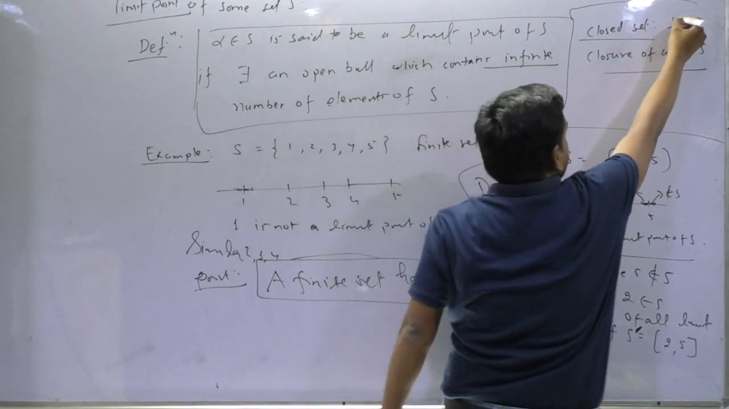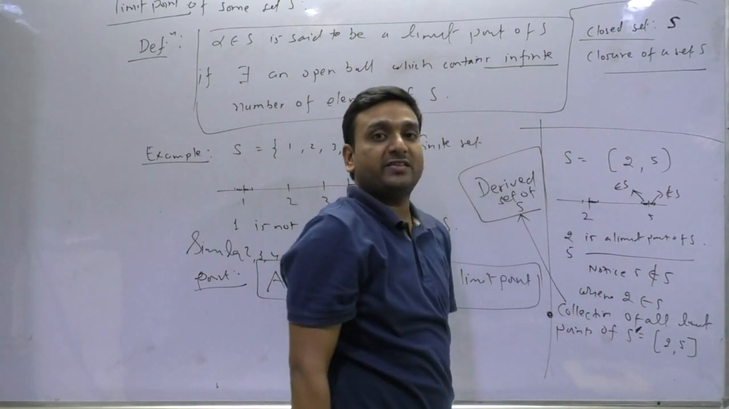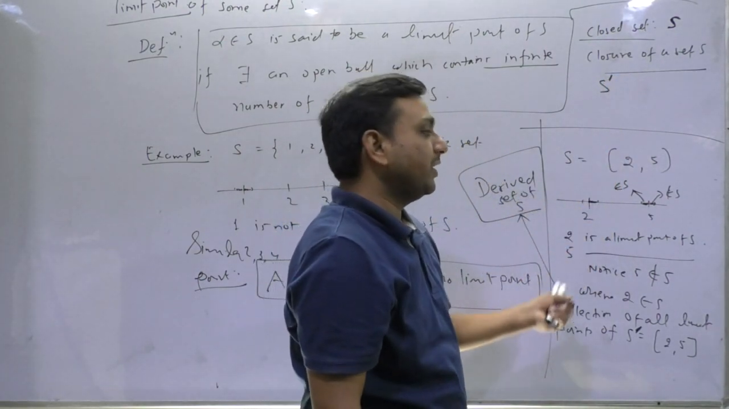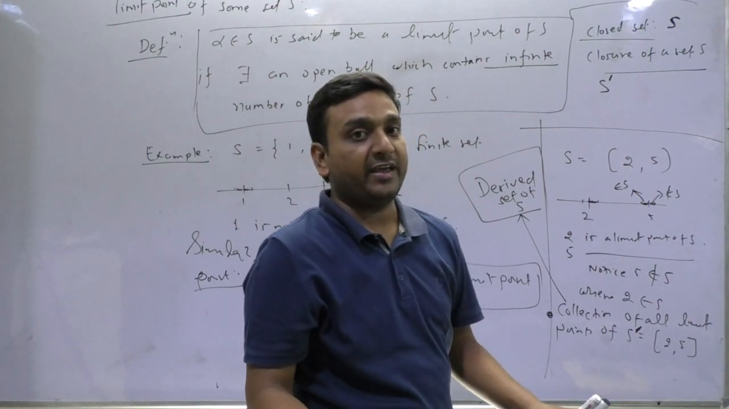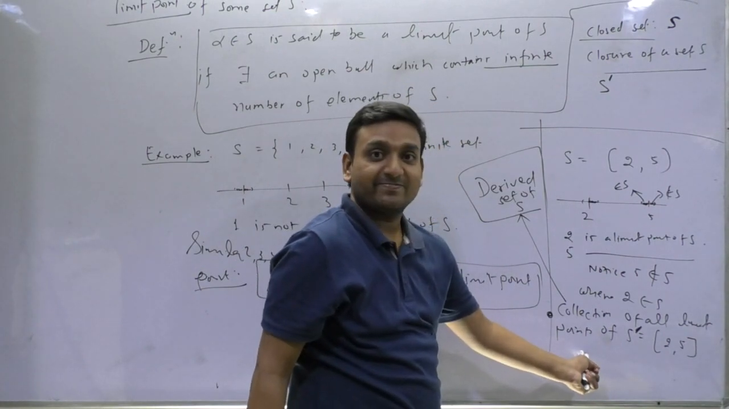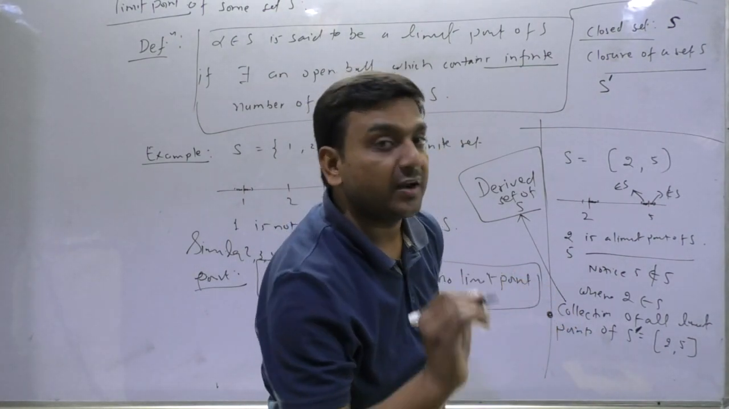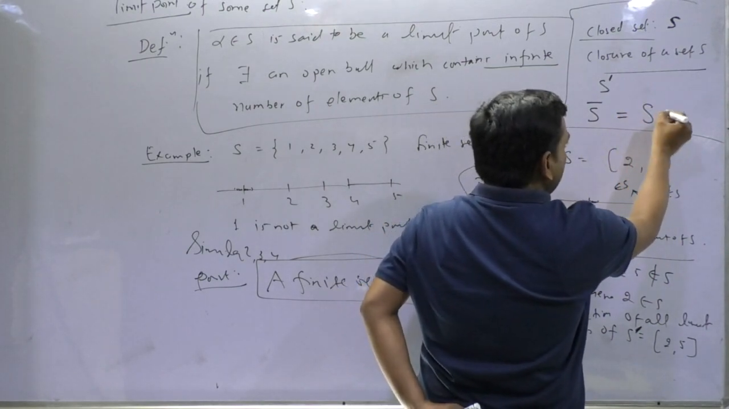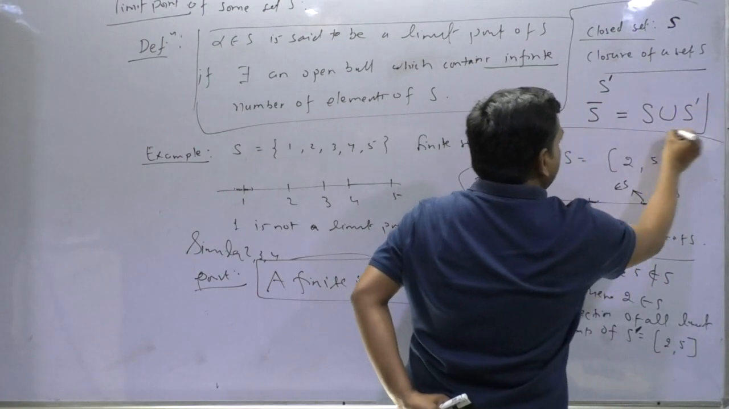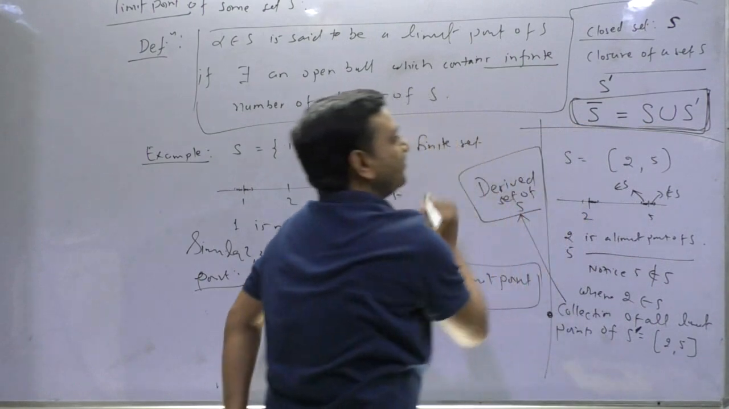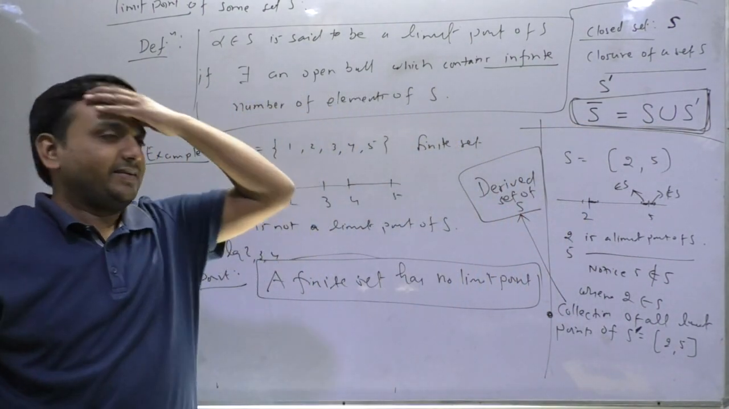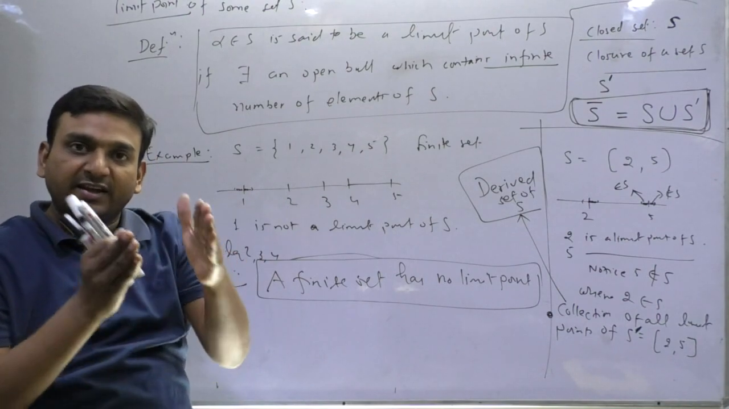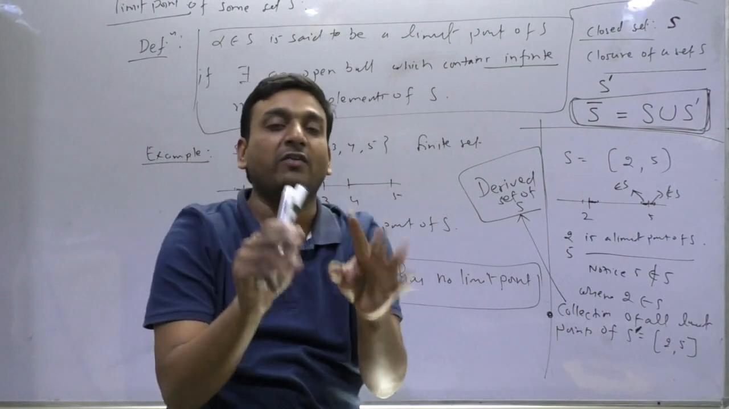We have a set, S. That is your given set. S dash, what was it, children? Collection of limit points of S. And you know the collection of limit points of S need not be the same as S. Now I am deriving some concept, closure, and that is represented as S bar or S closure, and it is nothing but the union of the set and the derived set of that set. Is the picture clear or not? Collection of limit points is called derived set. Union of a set and its derived set is known as closure of that set.